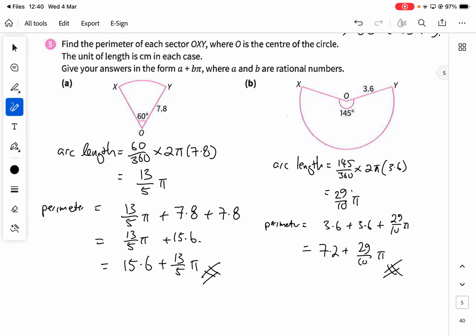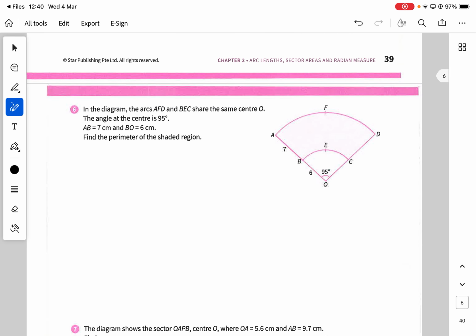2.2. Now we want to talk about area. Just now we talked about the circumference. Circumference gives us the arc length, the distance. So now we want to talk about the area. Let us go to the questions straight away.